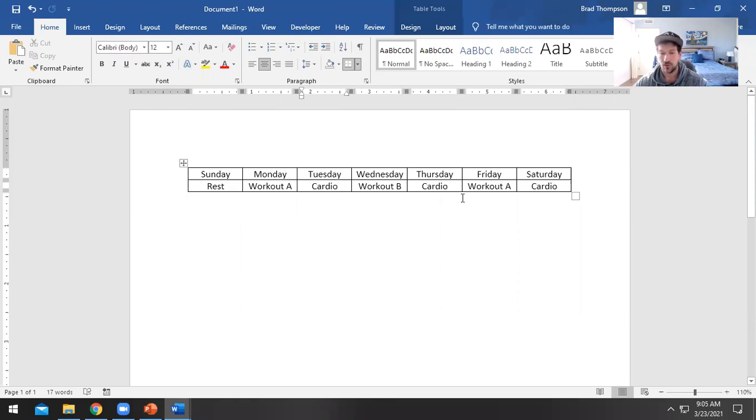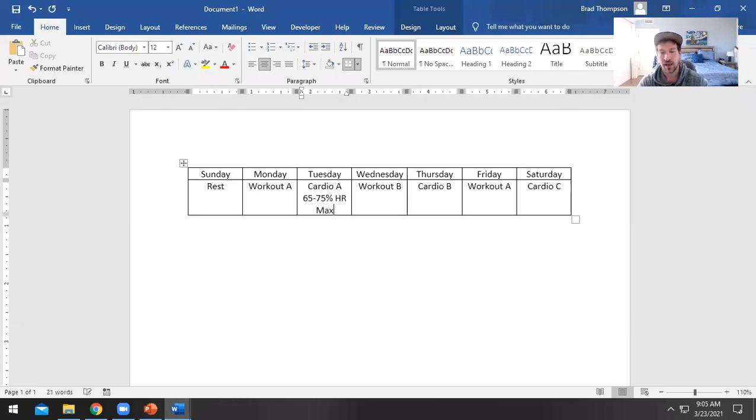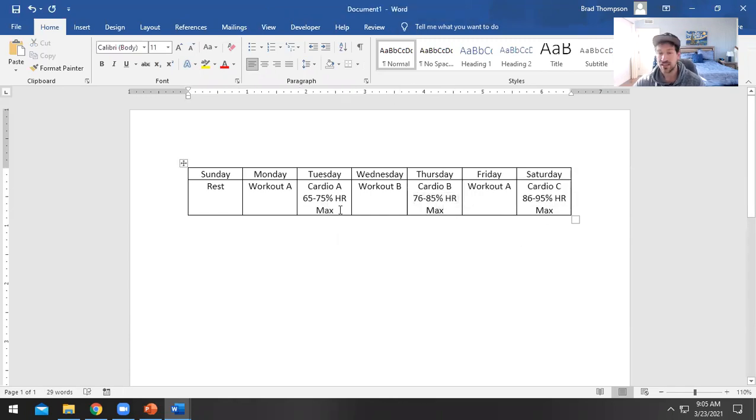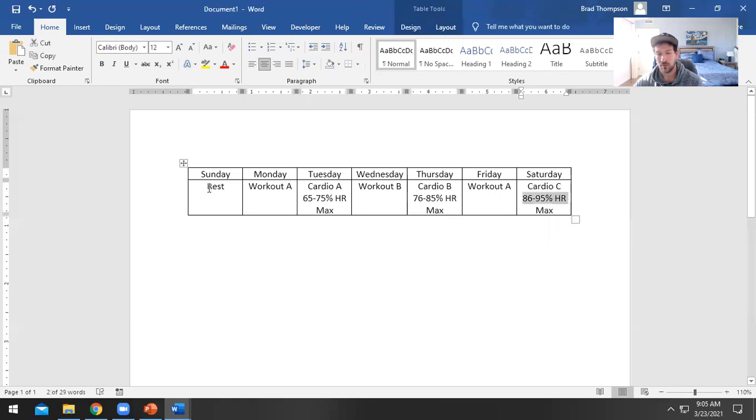So now if we go back to our first scenario, and we've got cardio, this would now be cardio A, this would now be cardio B, not Cardi B, this would be cardio C. So we'd say that this is 65 to 75% heart rate max, this would be 76 to 85% heart rate max, and this would maybe be a max intensity workout of 86 to 95% heart rate max. So now I've taken into account my frequency, 3 days per week, and I've now included varying intensities. Luckily, I put my most intense workout right before my rest day, so I'll really be able to fully recover before coming back hard on Monday.